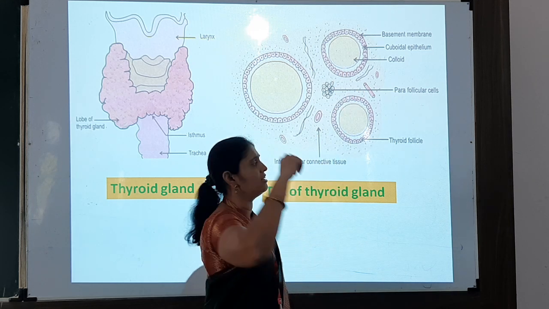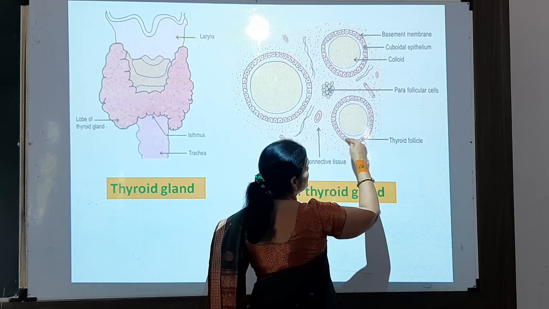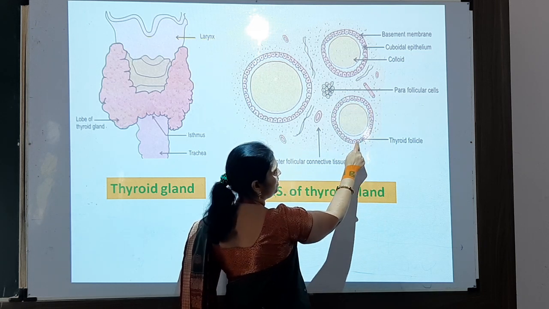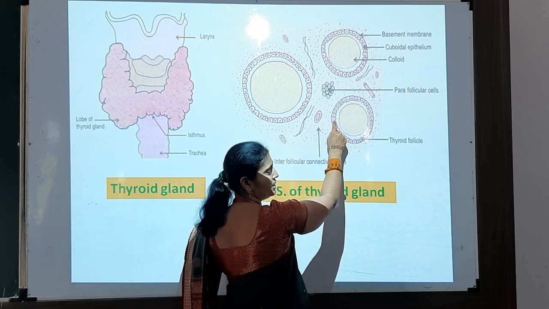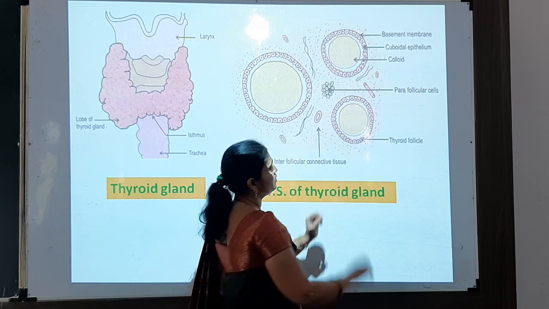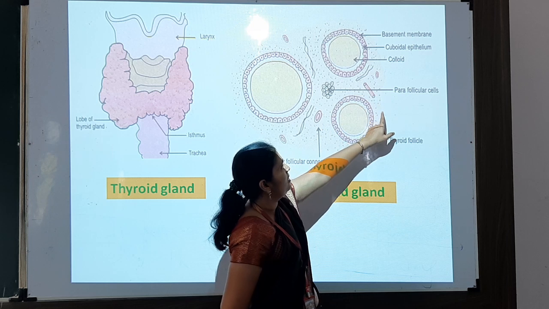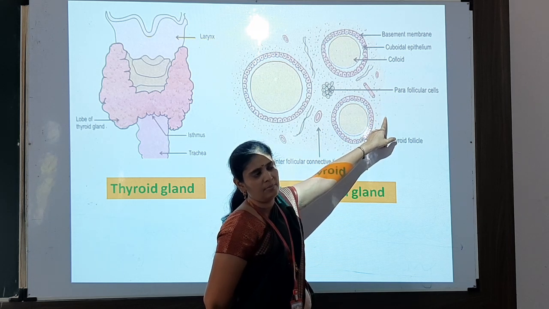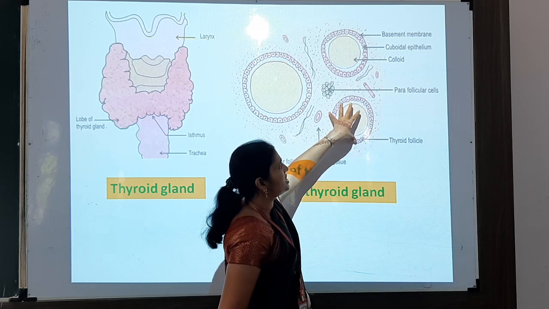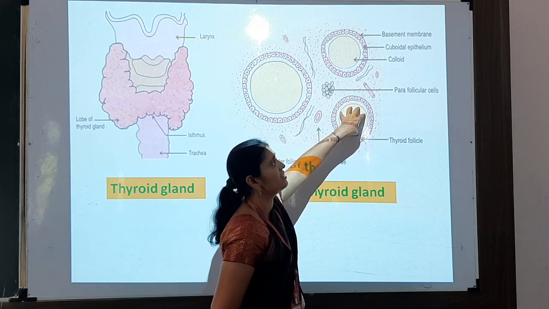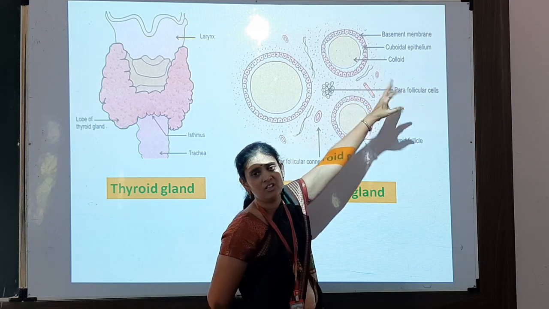Each thyroid follicle is showing, here you can see, these are cuboidal epithelium cells. These pink colored cells are called cuboidal epithelium cells, which are based on this basement membrane. You can see the labels here. This is the basement membrane. This is the cuboidal epithelium, and the secretion which is secreted by thyroid follicle is stored in the center, and that structure is called a colloid.